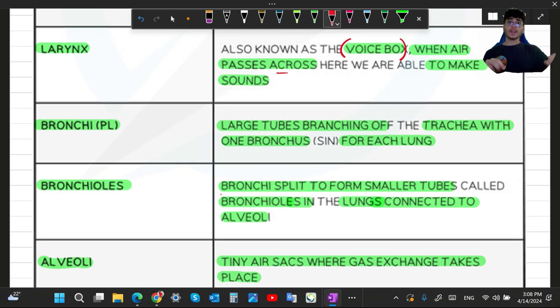Bronchi are large tubes branching off the trachea, with one bronchus for each lung. So after the trachea branches into bronchi, there are two bronchi. Each bronchus branches and leads to alveoli in each lung.